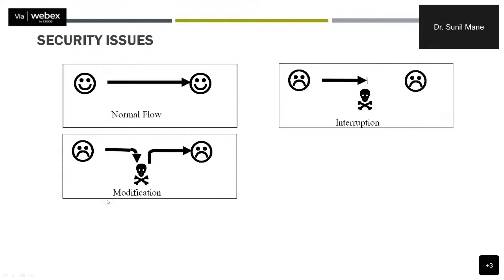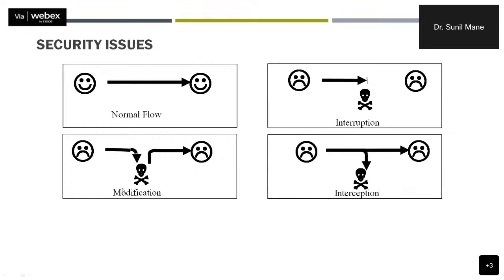Then there is modification, in which a third person sits in between. He receives the information, modifies it, and sends it again to the actual recipient. That is called modification, and it is done with the help of sophisticated tools available online. Then interception is a passive attack in which the information flowing through the network from sender to receiver is monitored, just accessed.